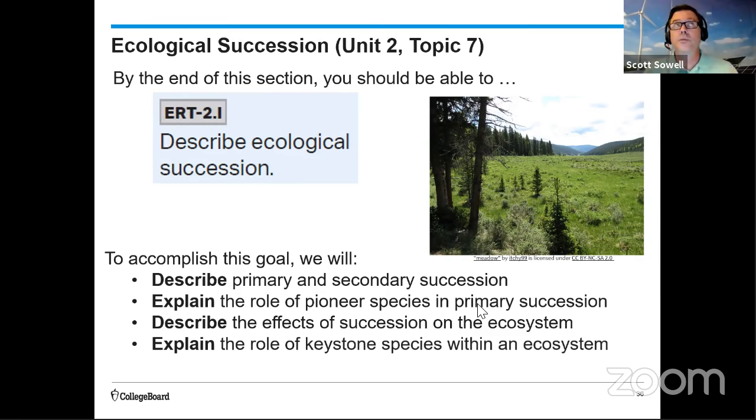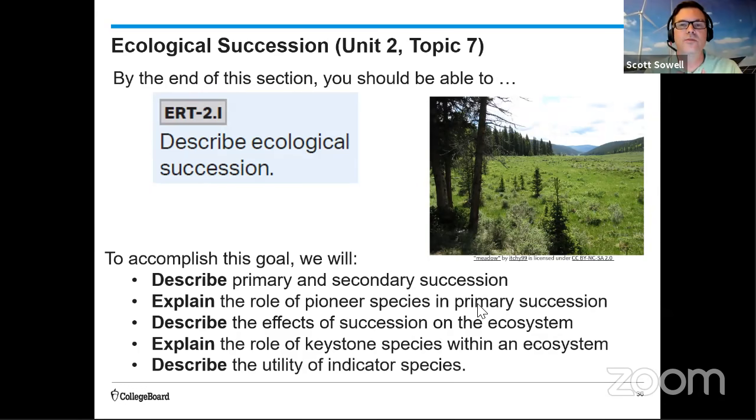Then we're going to look at two particular labels of species. One is a keystone species, and they have a very unique role in an ecosystem. And then we're going to look at an indicator species. That's something that we use in experimental work for a very particular purpose, so it has a utility for us. So that's where we're going.